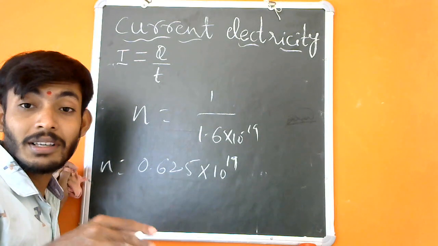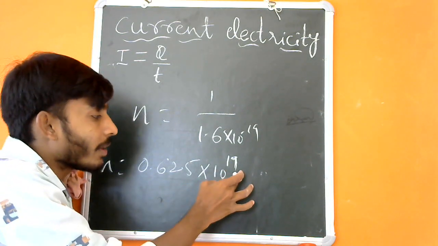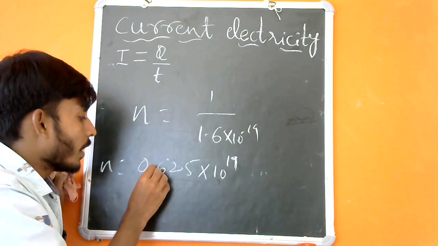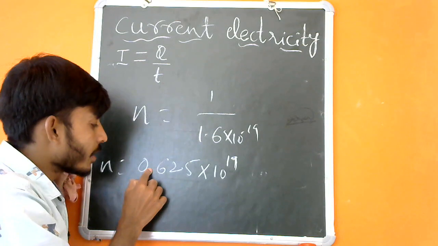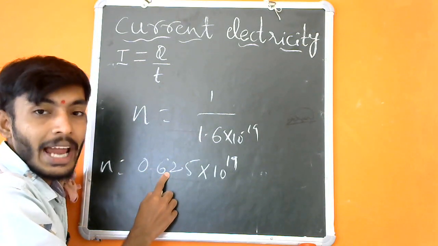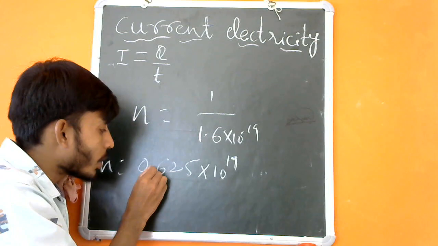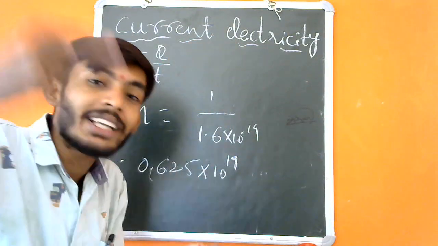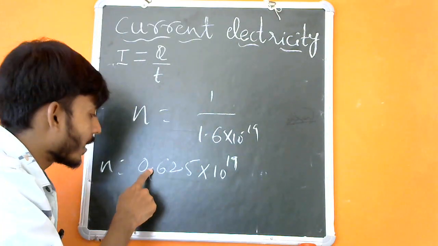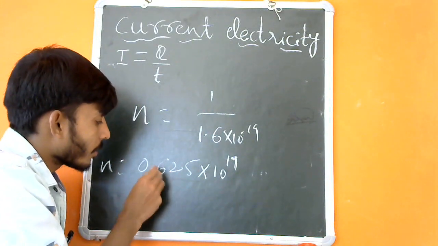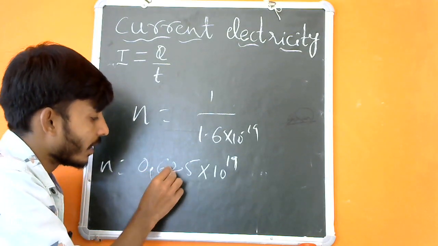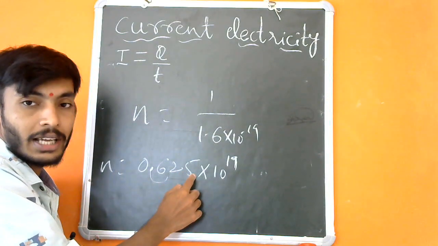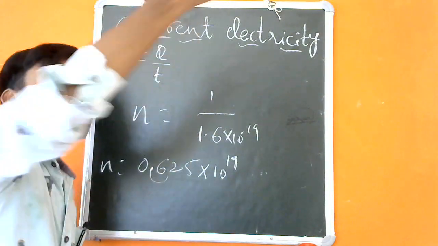Now let's convert this to 10 power 18. So to make it 10 power 18, you must shift the decimal point towards right. When the decimal point is shifted towards right, the power is negatively raised. So here, if I shift the decimal point from here to here, then it is minus 1. If I shift to here, that is minus 2. If I shift to here, minus 3, like that. If you shift the decimal point, it is negatively raised.